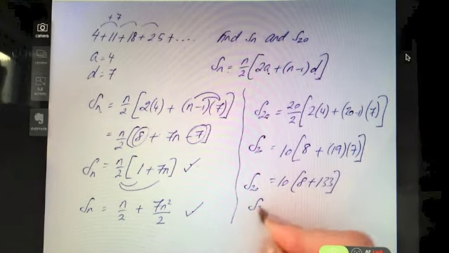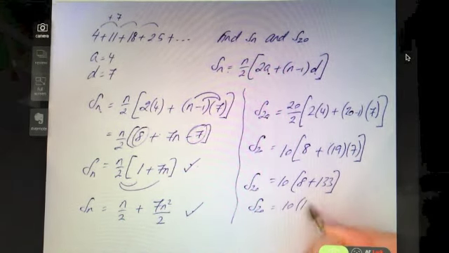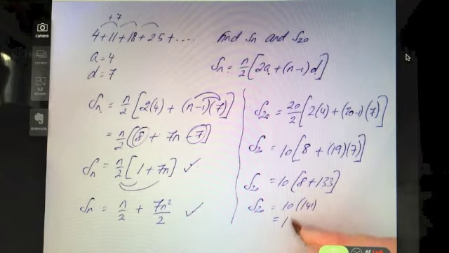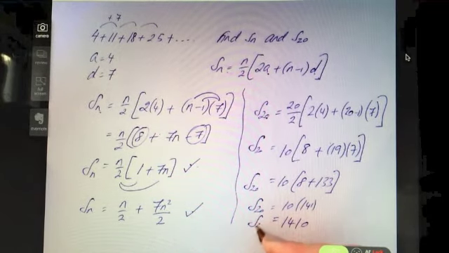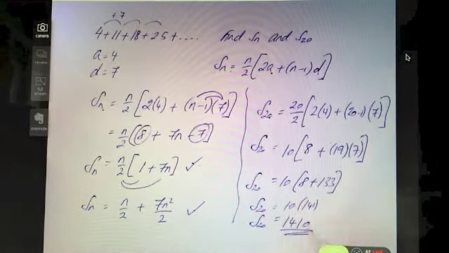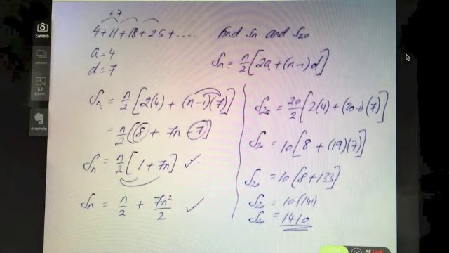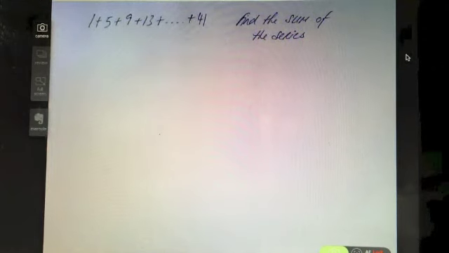And evaluating that, then we get 10 times 141, which is 1,410. So the sum of the first 20 terms in that series is 1,410. Okay, try this question.